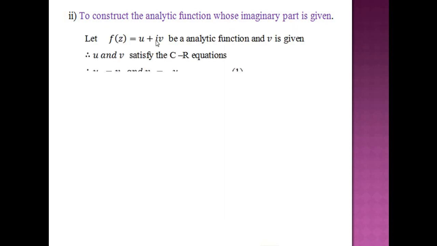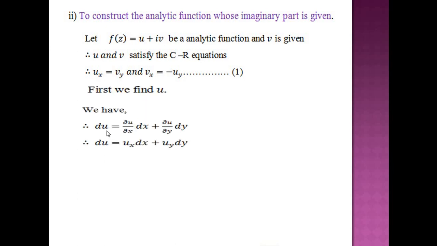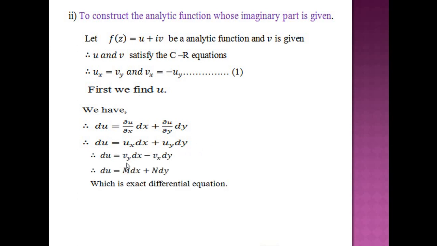Second type, to construct an analytic function whose imaginary part is given. Let f of z equal to u plus iv be an analytic function and v is given. As f of z is analytic, u and v satisfy the CR equations, therefore ux equal to vy, vx equal to minus uy. To find u first, du equal to del u by del x into dx plus del u by del y into dy, it means ux dx plus uy dy. But using the CR equations, ux is the same as vy and uy is the same as minus vx.